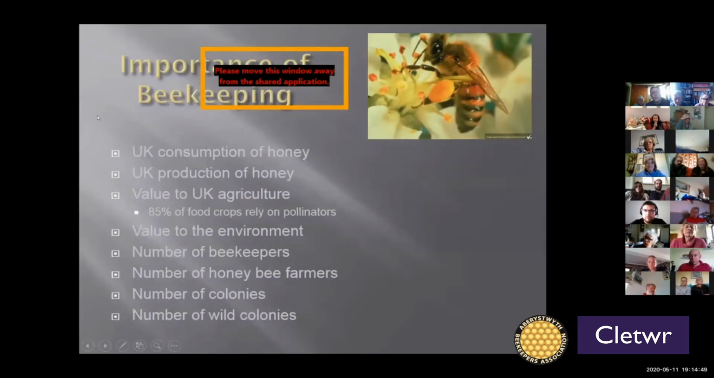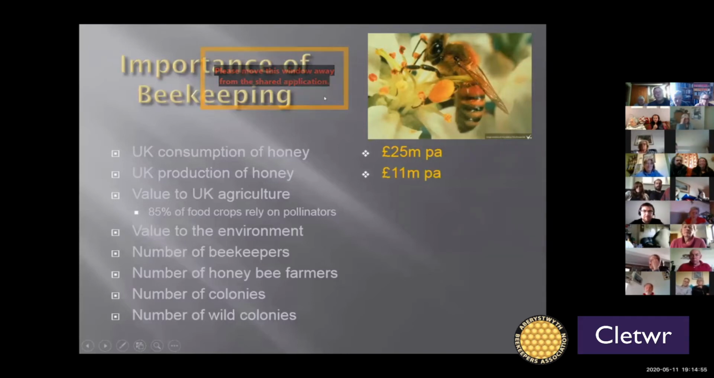So the importance of beekeeping is this slide. This tries to give some sort of value to beekeeping to the UK industry, and also in terms of prioritising it for ourselves. So UK consumption of honey is about £25 million worth per year. Some of these figures may be a little bit old, but it just gives you an idea about how important it is. The UK production of honey is worth about £11 million per annum to the UK.